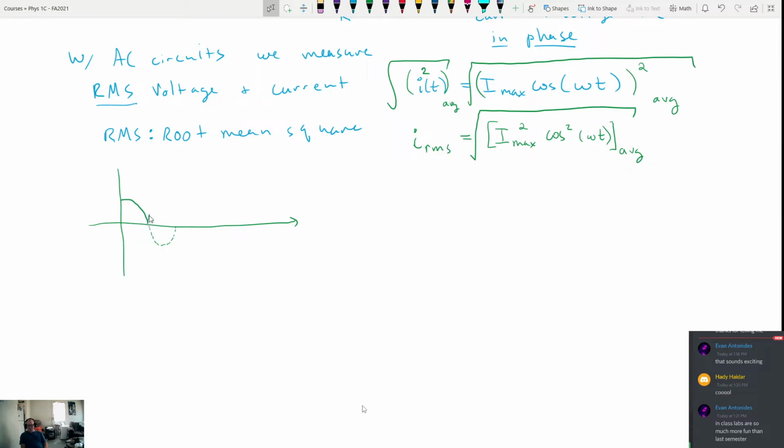So I think cosine squared looks like these kind of bumps like this, where instead of it dipping below the axis, I'm pretty sure this is what cosine squared of omega t looks like. Where this is t. And these would all be the same height too, by the way. They would all have the same height as I squared max. Okay, does that look right for a cosine squared function to you all?